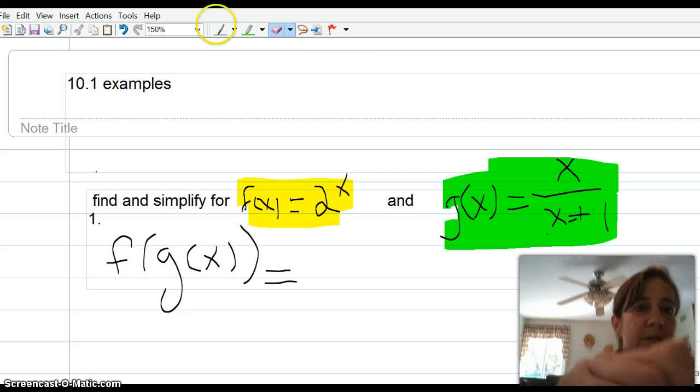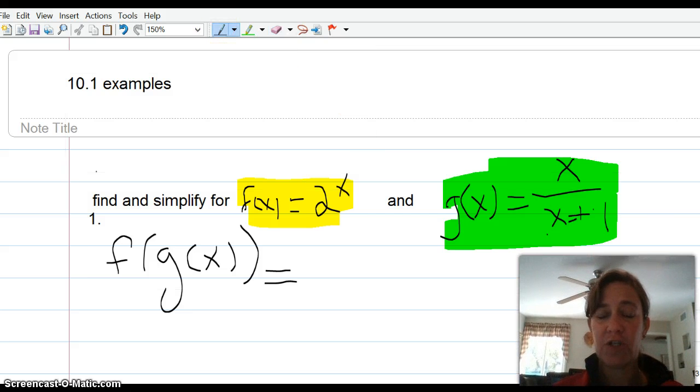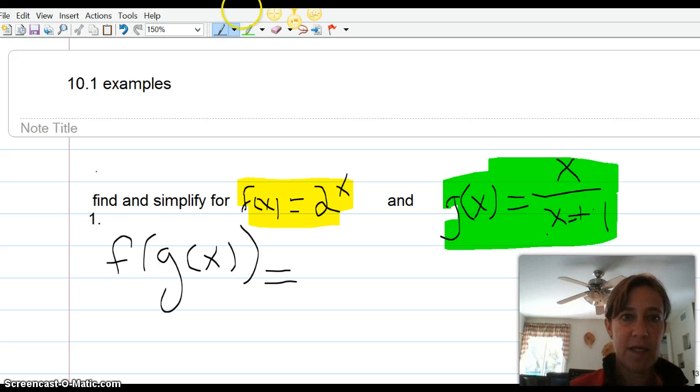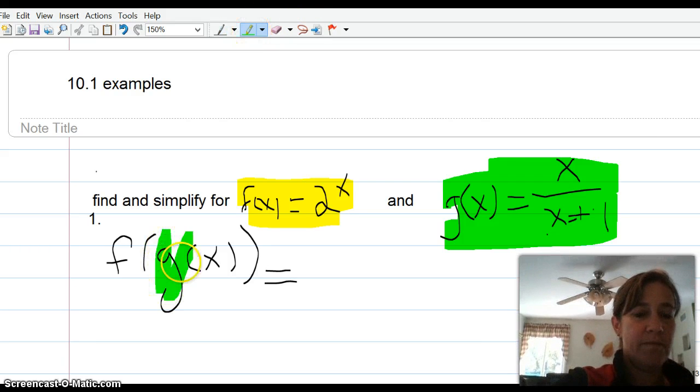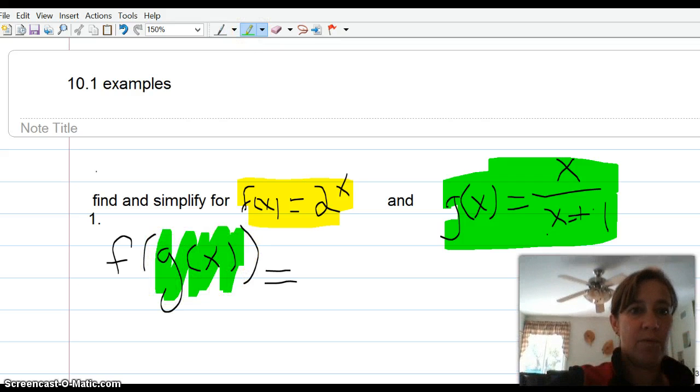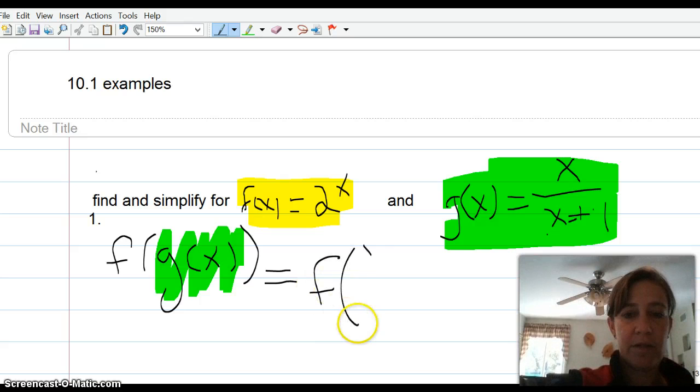plus 1. This is a little bit different than the examples in the lecture because there's no number input for x. So our answer will be another function in terms of x. So again, we work from the inside out. So we have here our inside function in green. So now I would write, instead of g of x, I'm going to write x over x plus 1.